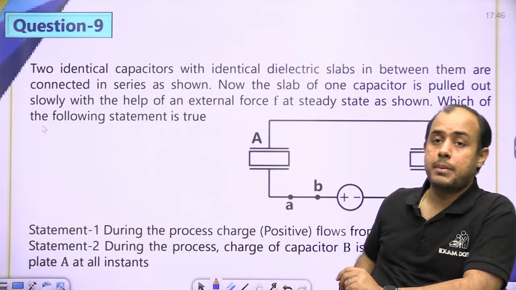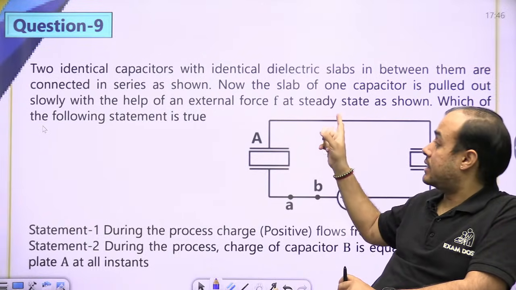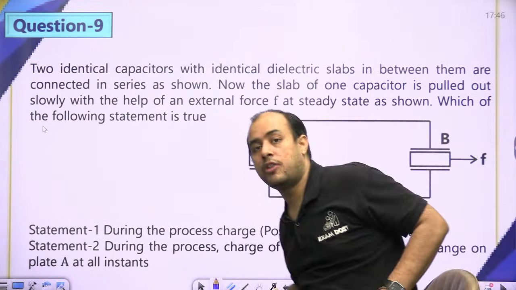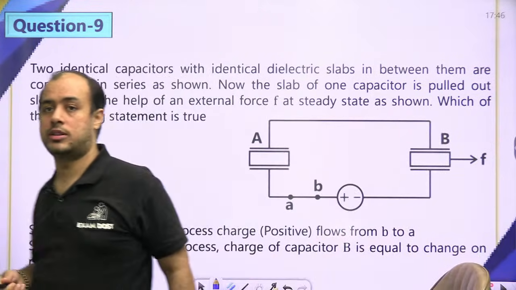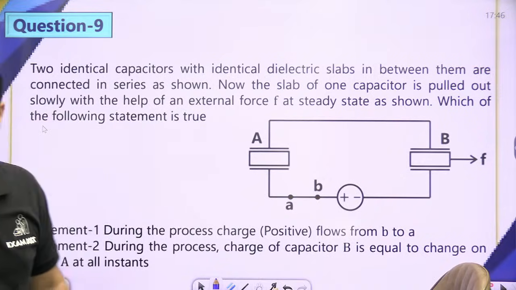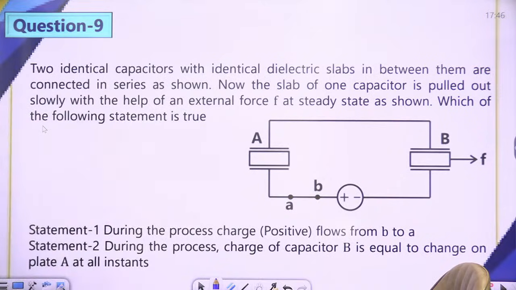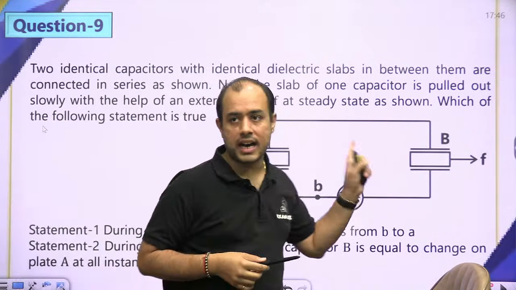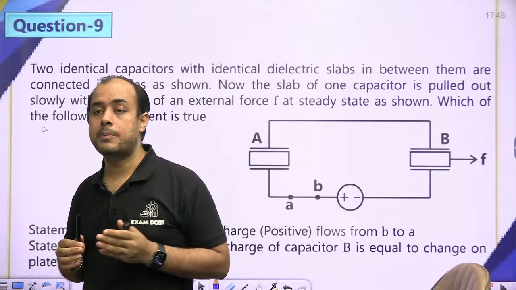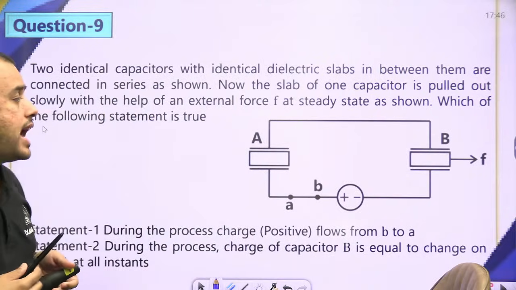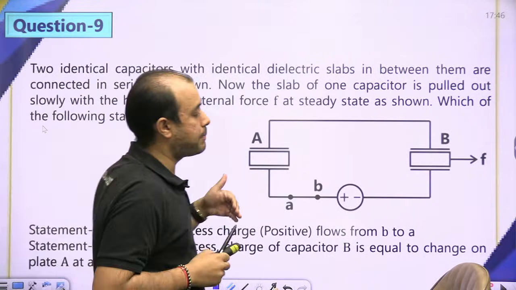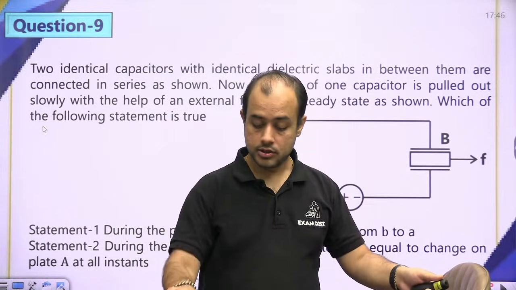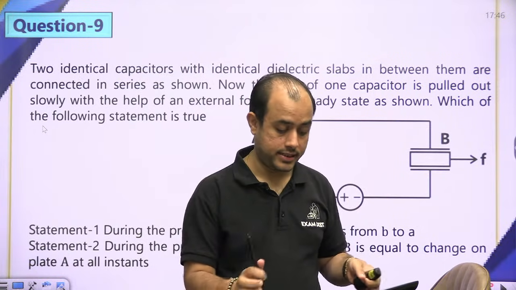Two identical capacitors with identical dielectric slab in between are connected in series. Now the slab of one capacitor is pulled out slowly with the help of an external force. At steady state, which statement is true? Now beta, both are in series. When you are pulling out the dielectric slab from B, the capacitance of B decreases.